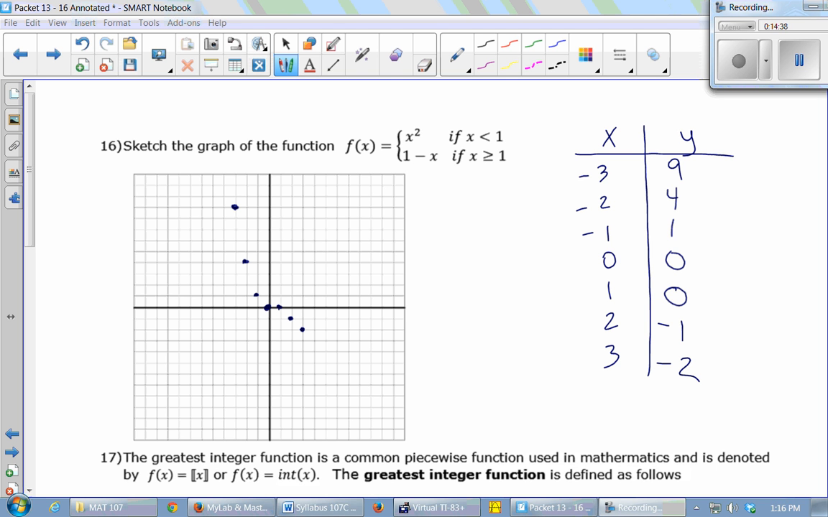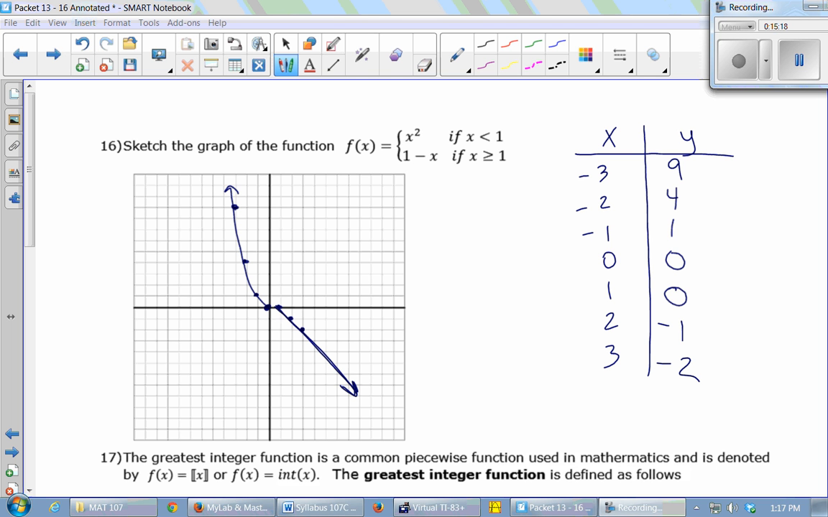So this guy looks like, when I'm to the left here, that looks like x squared. That's what x squared looks like. And this looks like a line, 1 minus x. But I don't have anything between 0 and 1 graphed. So which formula should I be using when I'm between 0 and 1? I heard it. Say it louder. X squared. Because numbers between 0 and 1 are less than 1, so I'd be using x squared.